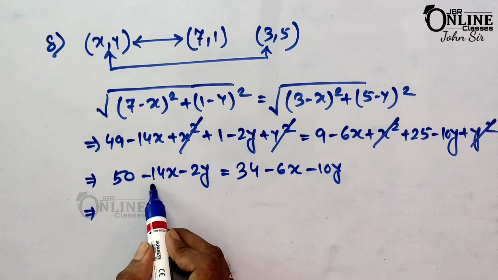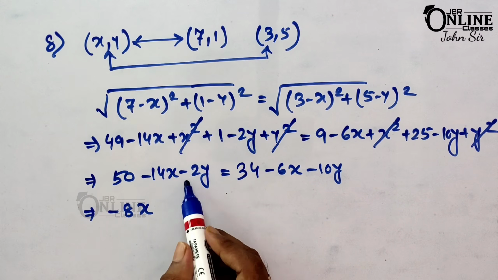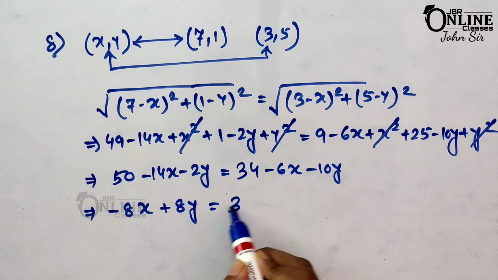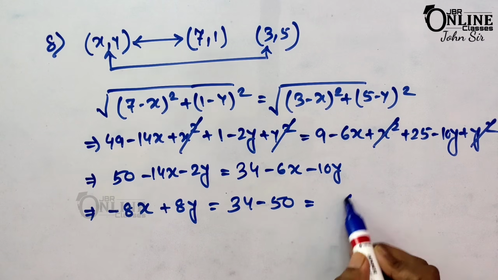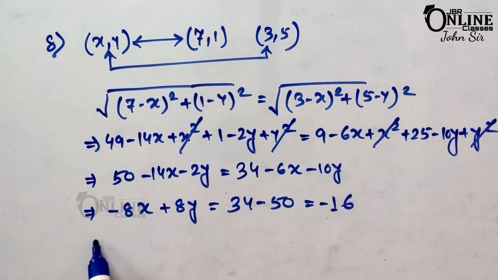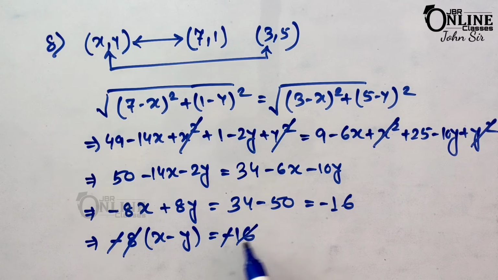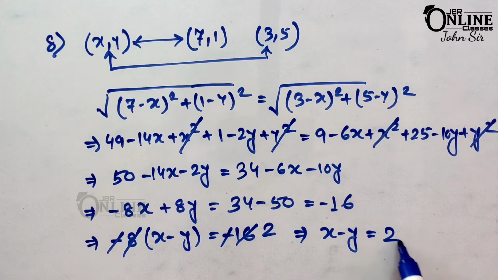So now minus 14x and plus 6x will be minus 8x, minus 2y plus 10y will be plus 8y, that equals 34 minus 50, and that equals minus 16. Okay, minus 16. So if you divide by minus 8 here, it will be x minus y equal to minus 16. So minus minus cancels out, 8 cancels out 2. So your final answer will be x minus y equal to 2.